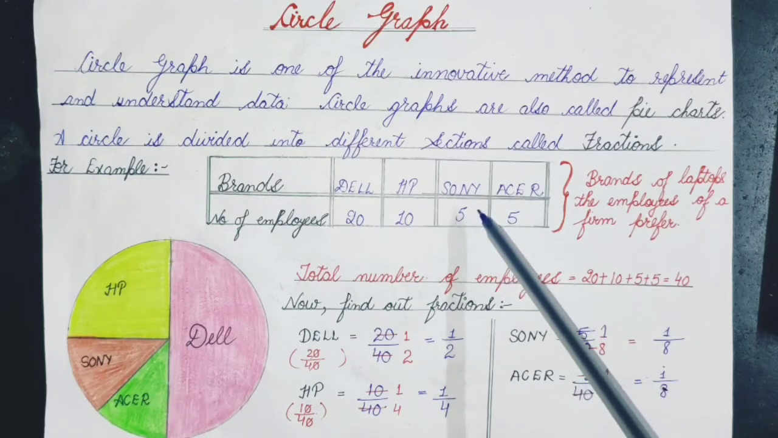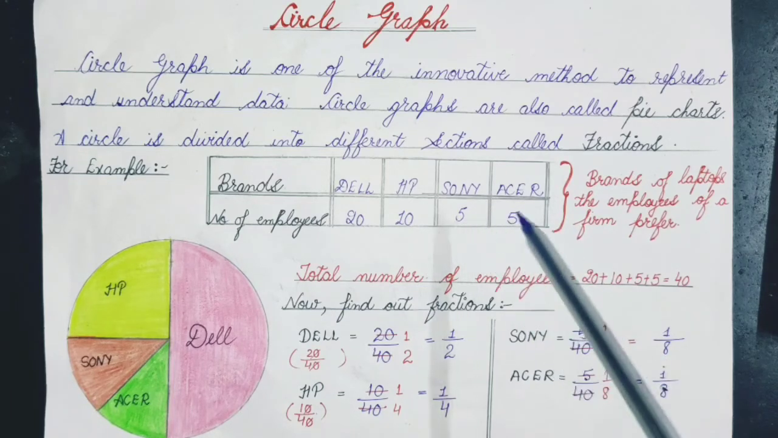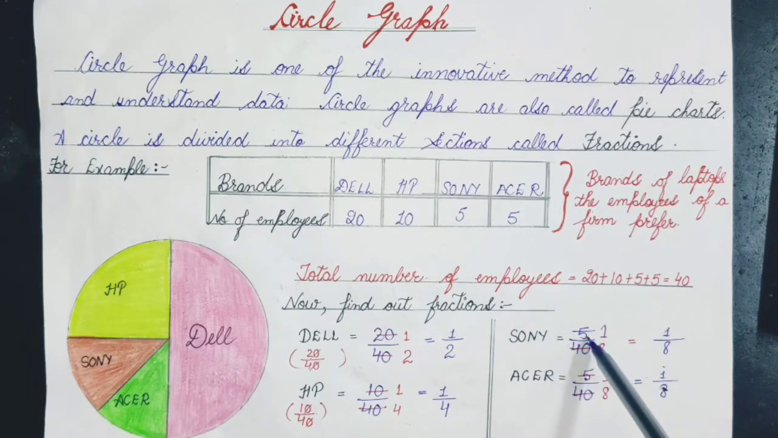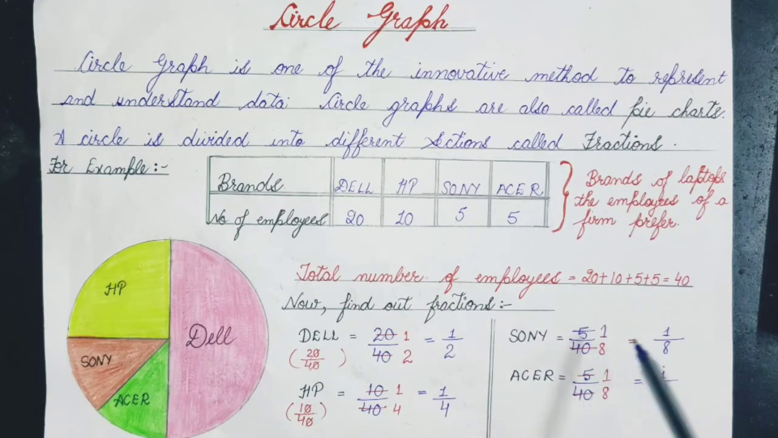Now let's move to the next brand, the Sony brand of laptop, which is preferred by 5 employees. In the numerator we put the number of parts we have, so I have written 5 in the numerator, and the total number of employees is 40, so I have written 40 in the denominator. Now we decide one table in which 5 and 40 both come. There is a table of 5. 5 ones are 5 and 5 eights are 40. Our answer is 1 by 8.